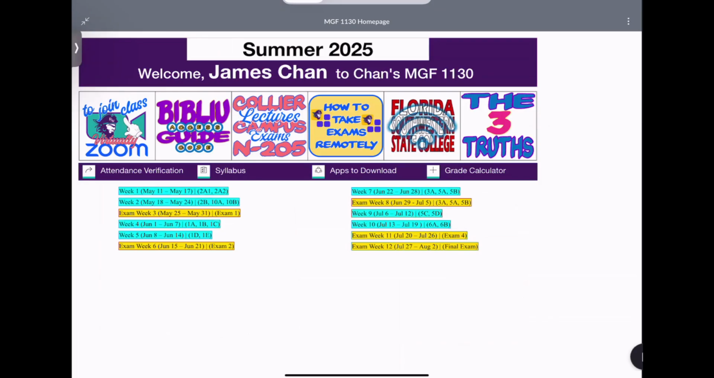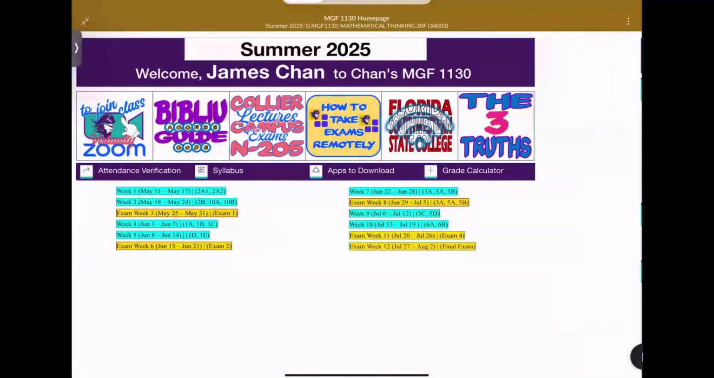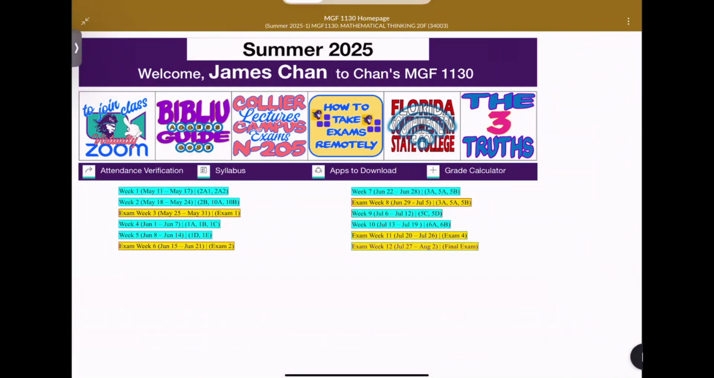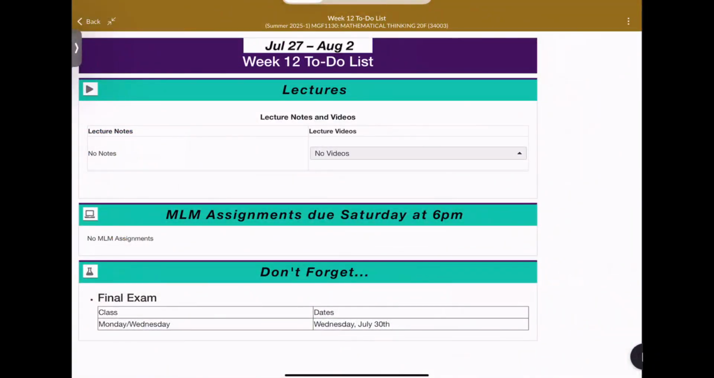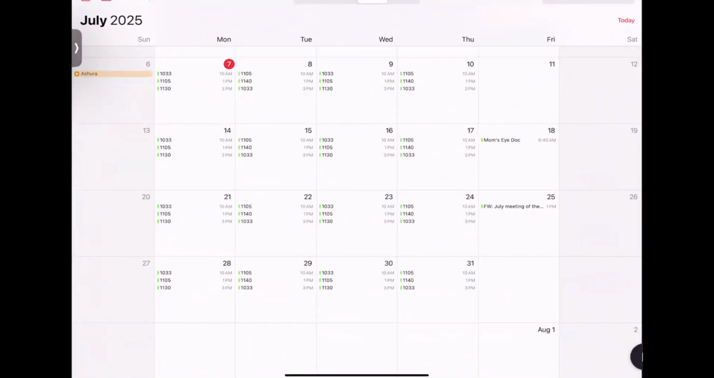So you see week 11 is your exam 4, and literally the following week will be your final exam. So that means you'll have 1 day worth of review. Is that what you guys are comfortable with? If I look at the calendar, the final exam is July 30th. So the 23rd will be your exam 4, and then the 30th will be your final exam. Are you guys good with that?